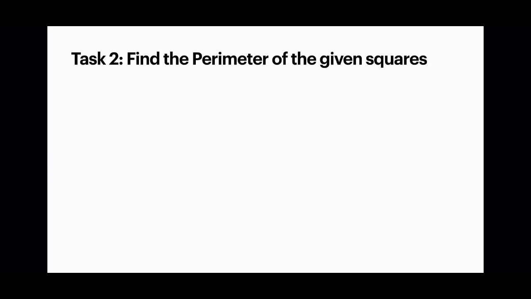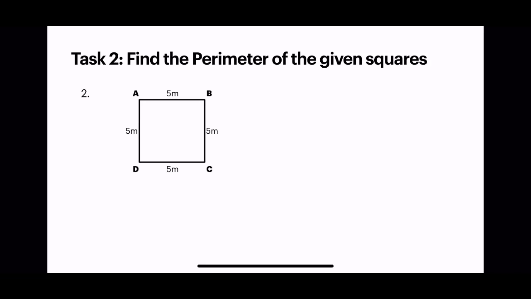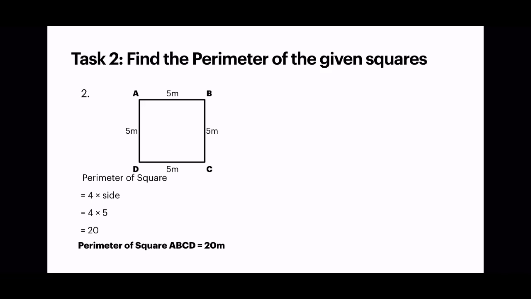Task 2. Find the perimeter of the given squares. Let us see the second sum. The square given is ABCD. So the perimeter of the square is 4 into side, where all the sides are equal, which is 5 meters. So 4 into 5 is 20. The perimeter of the square ABCD is equal to 20 meters.